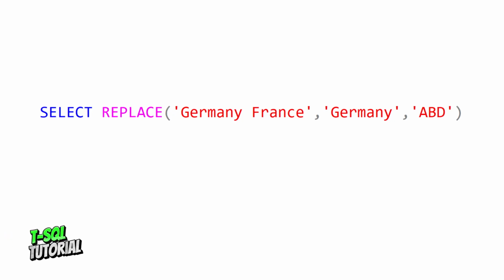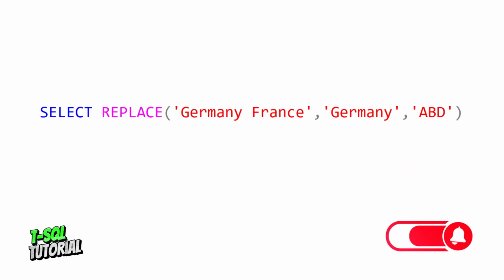With the replace function, we can replace a value in a string expression with another string. Three parameters are sent to the replace function. The first parameter is the string expression to be changed. The second parameter is the value to be changed in the string expression. The third parameter represents the new expression we want to change.